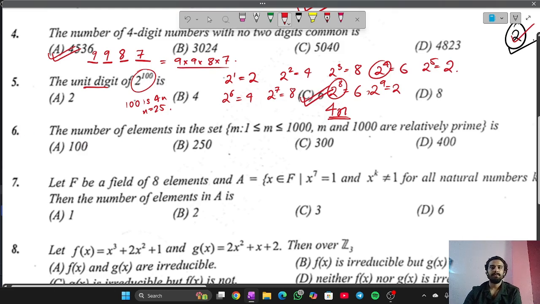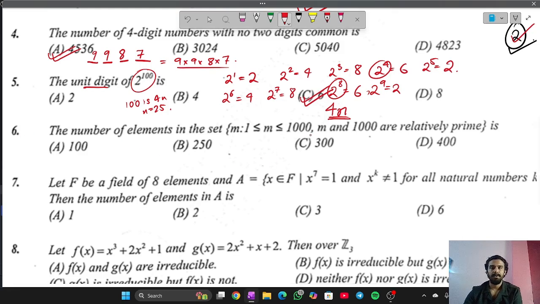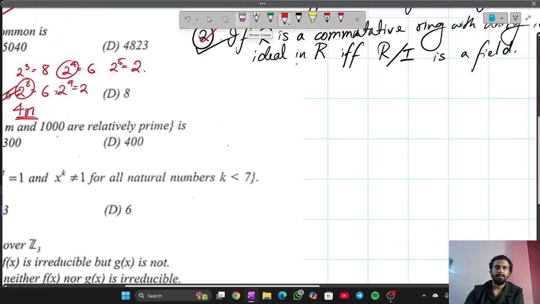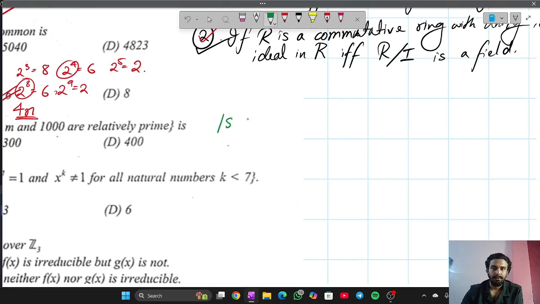So in question 6, we have to find all those numbers under 1000 which are relatively prime to 1000. So in this question we have to find all those numbers which are less than or equal to 1000 and relatively prime to 1000. So in solving this question, this comes from a basic formula of number system.